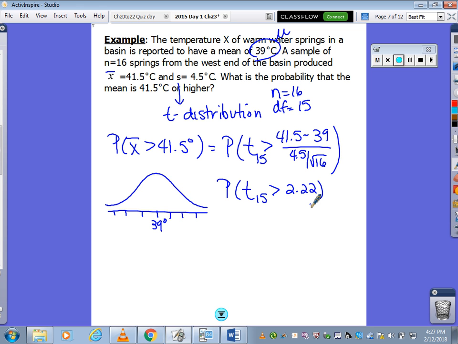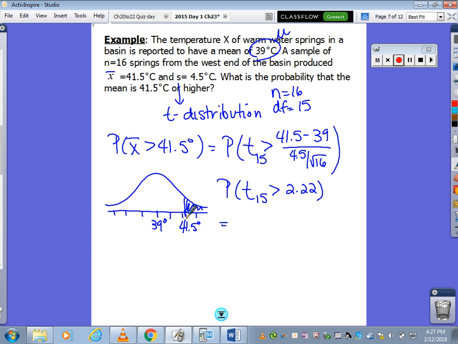All right, so let's correspond that to our curve. So 2.22, we're here at 41.5, and we're looking for that area. Here we're going to have a different place to look this up now because this is a t-curve. We're not looking at normal CDF anymore; we're going to be looking at t-CDF.